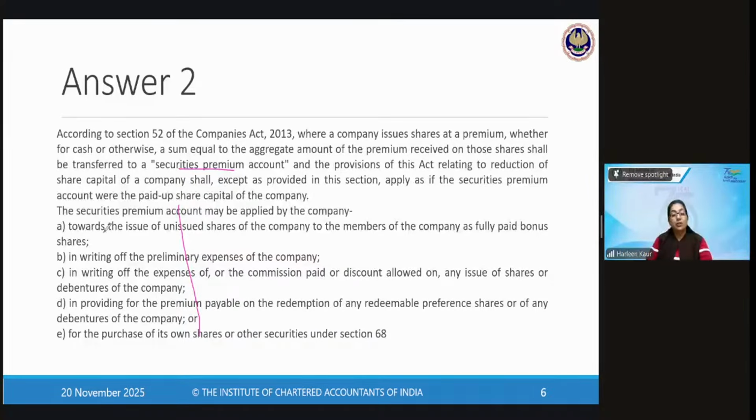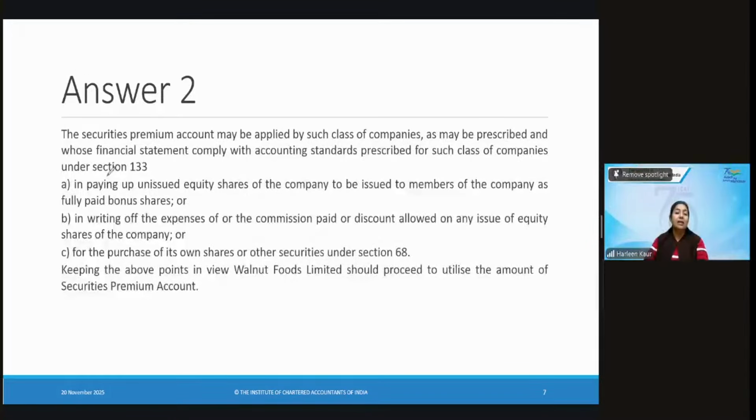So it can be used for issuing unissued shares to the members, for writing off preliminary expenses, for writing off expenses of commission or discount, for providing the premium payable on redemption, and also for buying back its own shares, that is buyback of securities under Section 68. However, you will write this point, because we have learned it in securities premium: if you are complying with the accounting standards of section 133, then for issuing unissued share capital, writing off expenses, and purchase of own shares it can also be used. Hence, keeping in mind these points, they can utilize the amount of the securities premium account. Is everybody clear about this point?